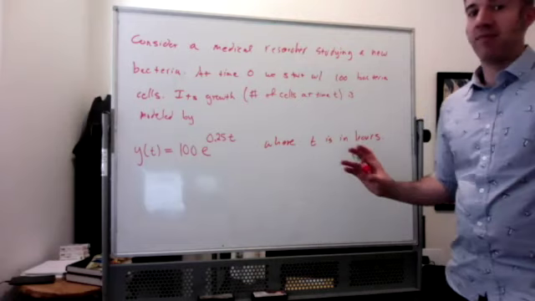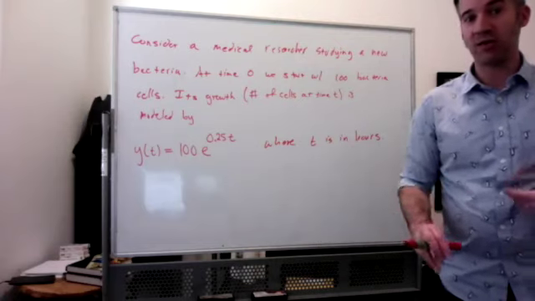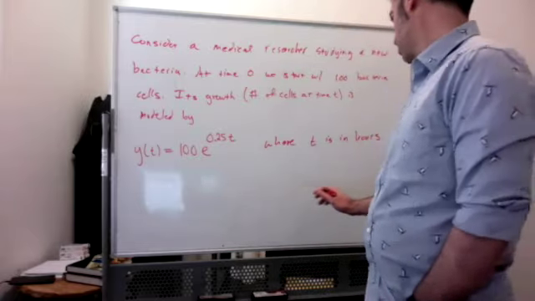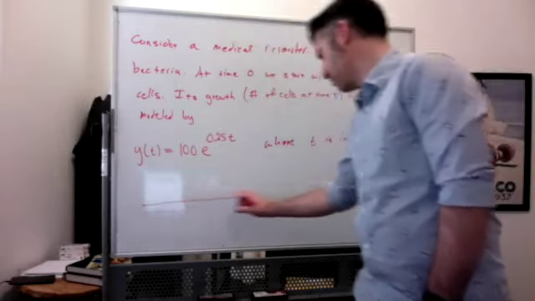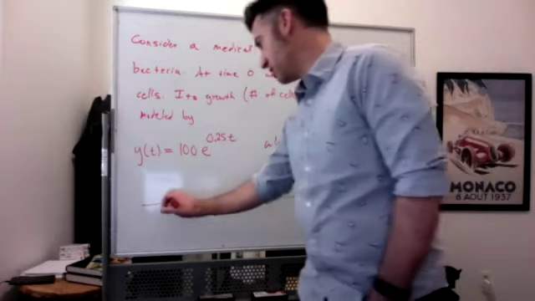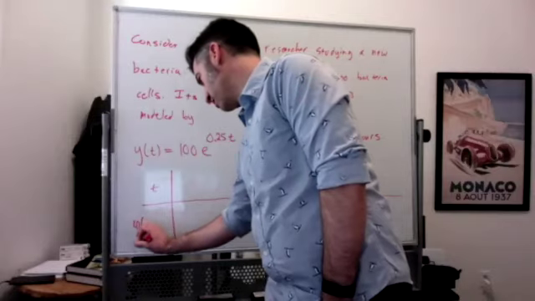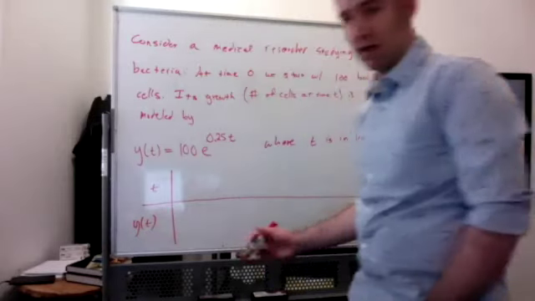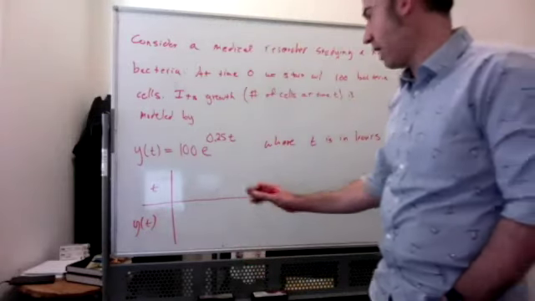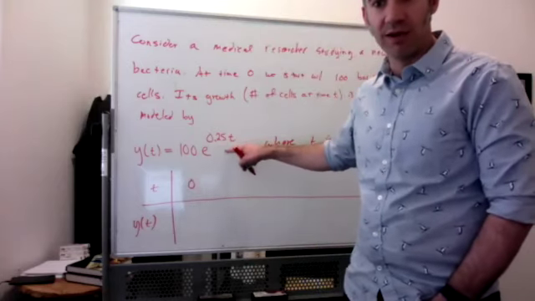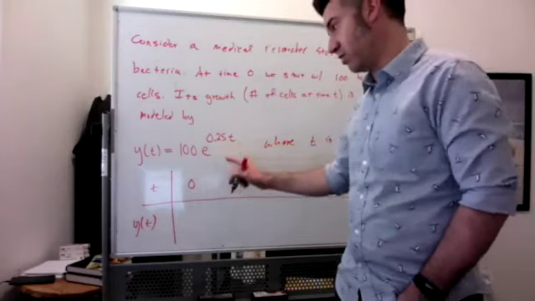Well, as I pointed out, the growth is going to be exponential. We can make a list, sure. We never make tables like this, but I guess we could since this is the space I've got. So let's say the time and the amount of bacteria. After 0 hours, if I plug in 0, 0.25 times 0 is 0, e to the 0 is 1, 100 times 1 is 100.